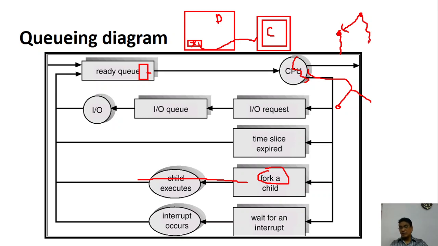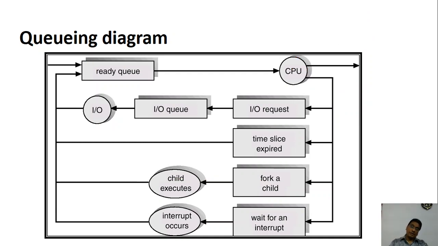Two possibilities are there. So if the parent has started, and if the parent is waiting for the child to complete, then the parent will go and stay in the ready queue. Now going to the last option.